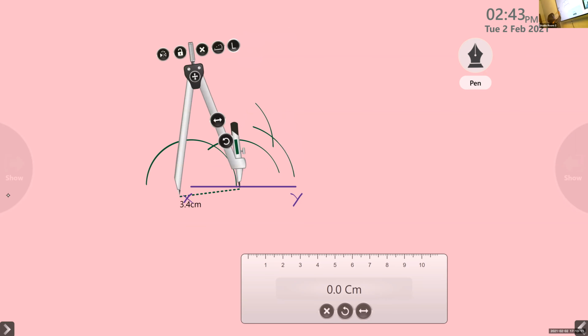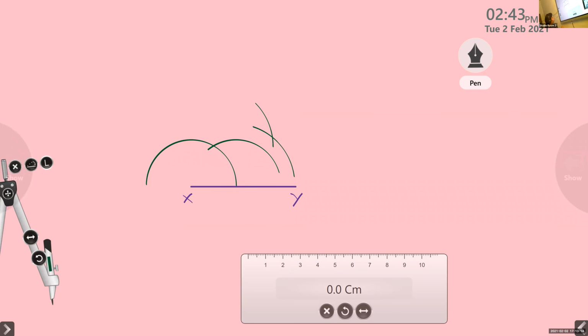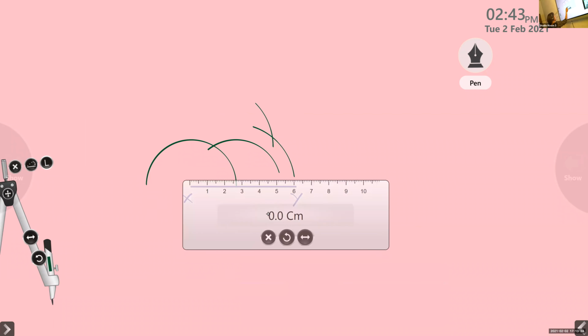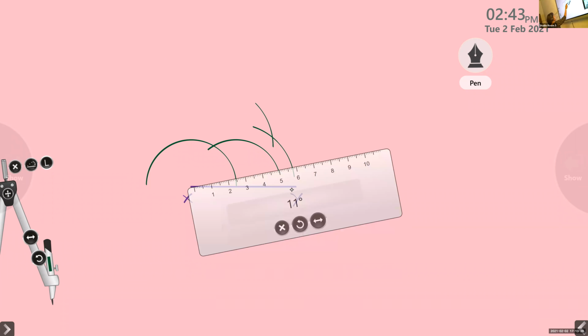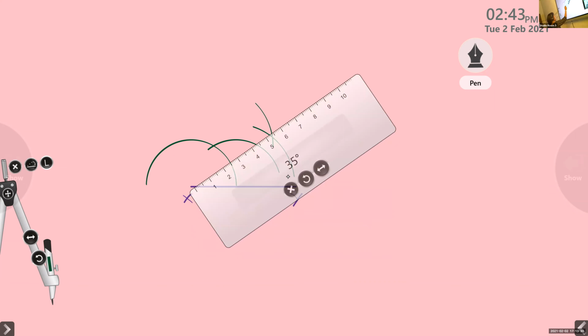Now it will be 30°. If you want, you can rub unnecessary curves; so many scratches are there, you can remove them. Now take the scale, place it here and just join. That angle will be 30°.